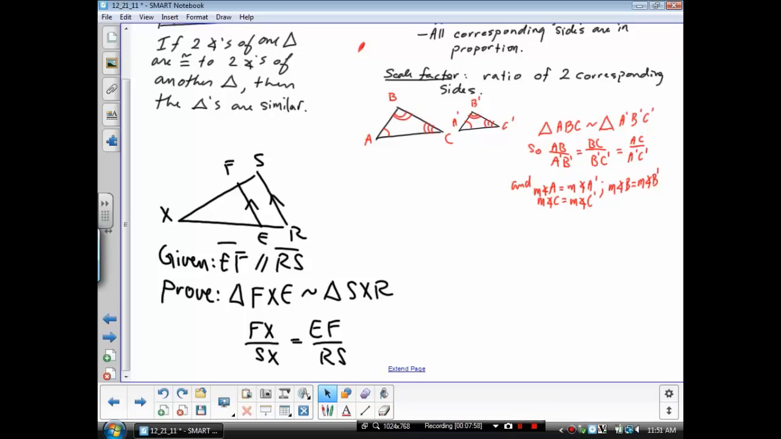Now, when I'm looking at the statement of these similar triangles, I see that FX and SX are in corresponding position. They are corresponding sides. And I see that EF and RS are also in corresponding position because we have EF here as first and last. And then same thing with RS, first and last. So this second part of the proof will come as a direct result of the triangles being similar. It's the definition of similar triangles. The corresponding sides are proportional. So the first thing we're going to be looking at is, why are these triangles similar?